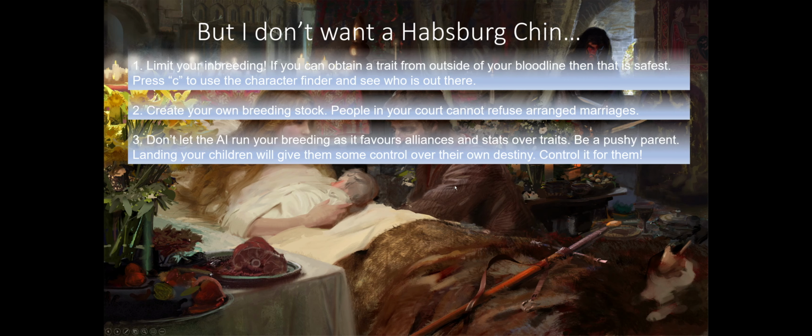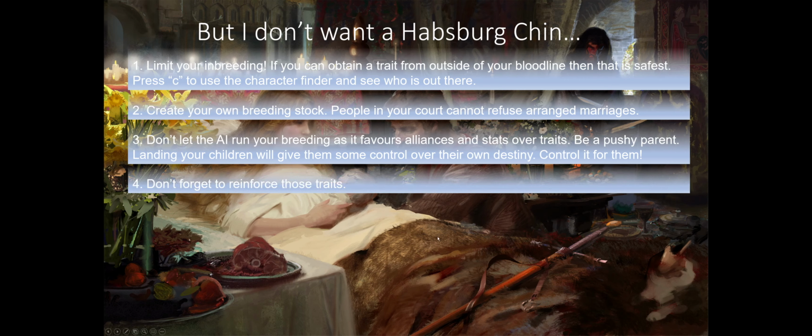So next on the list is don't forget to reinforce those traits. We mentioned this stuff in the previous video. You want to make sure that you're reinforcing the traits by marrying someone with a dominant trait to someone with a dominant trait, and if somebody ends up with a recessive trait, make sure you marry them to a dominant trait to keep that trait alive. If you don't know what that means because you didn't watch the previous video, go back and watch it, and then it should hopefully all make sense. Although pretty much what I've just said is a pretty good summary.